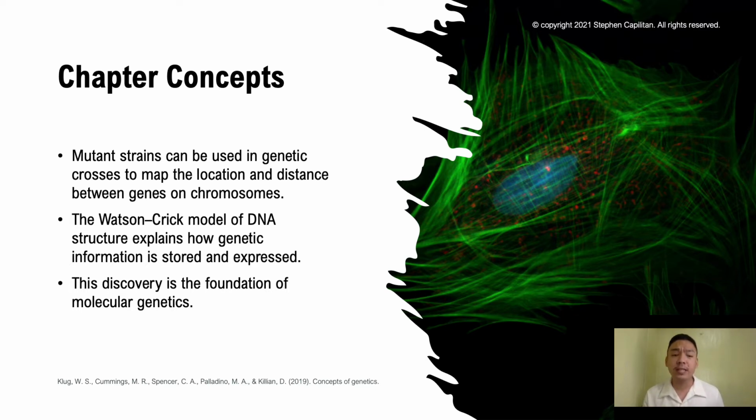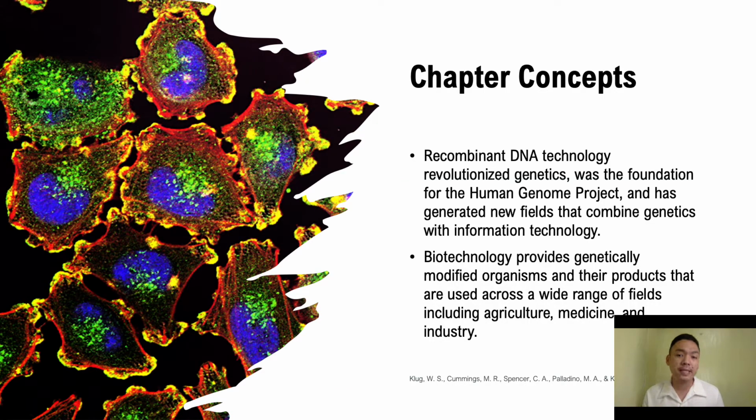It is also important to note that the Watson-Crick model of DNA structure explains how genetic information is stored and expressed using that double helical structure with the nitrogenous base pairs. That discovery is the foundation of molecular genetics. Recombinant DNA technology then revolutionized genetics, and that was the foundation for the Human Genome Project, which was completed in the early 2000s, in 2003.